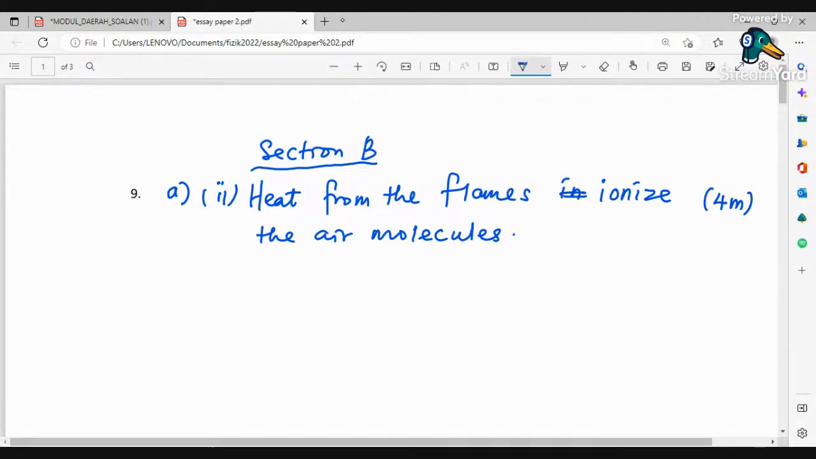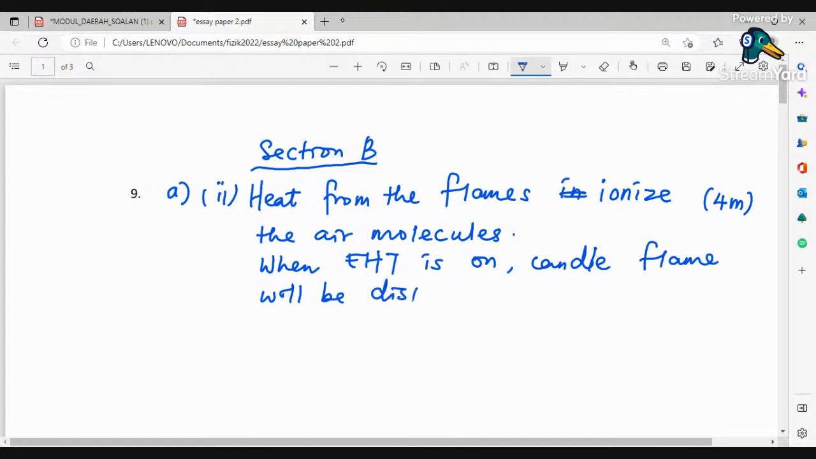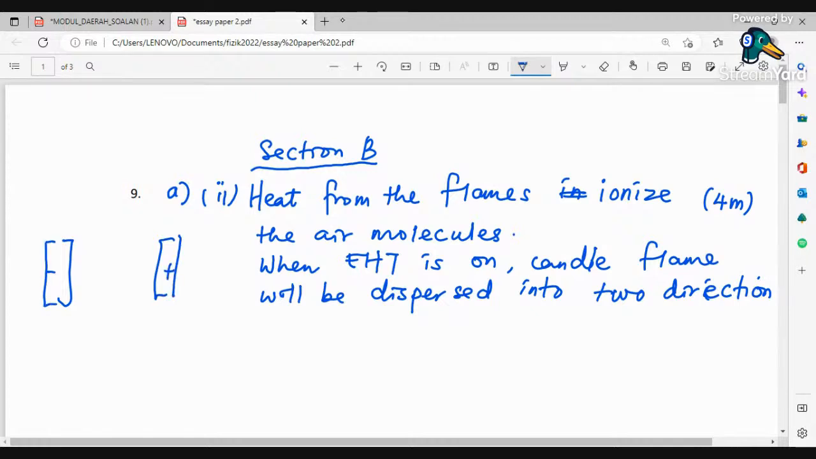When the EHT power supply is on, the candle flame will be dispersed into two directions. Dia akan bergerak kepada dua bahagian, disperse ataupun kita panggil tersebar kepada dua bahagian. Contohnya macam ni, kalau ini adalah negatif, ini adalah positif. So this is the candle flame. The flame will be spread like this.